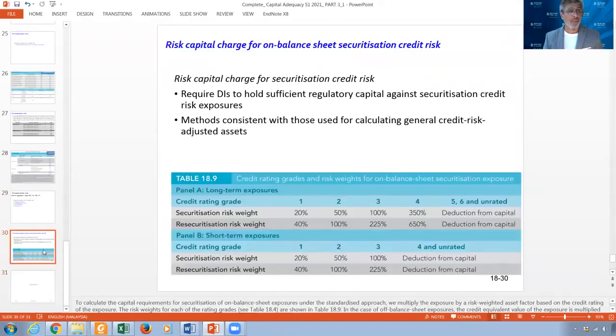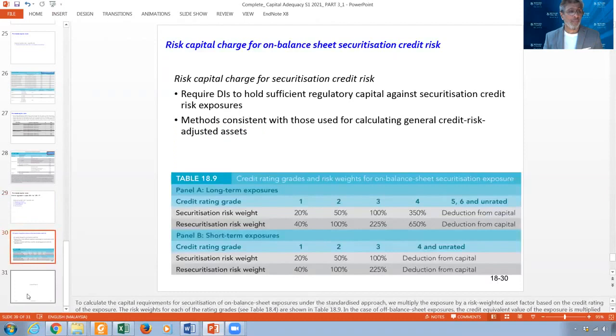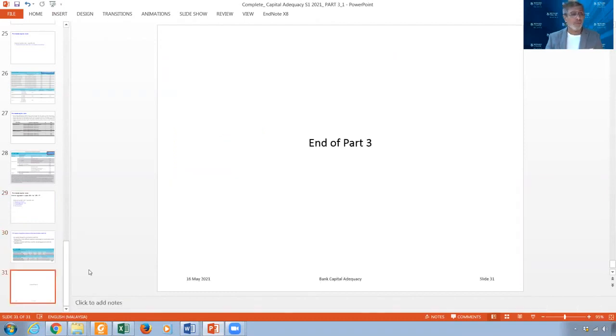I am actually done with this, and this is the end of part 3. Please don't worry a lot about this part, especially when it comes to market risk. I will give you just the capital charge, and you multiply it by 9.52. We will talk about this in the tutorial. The other ones should be straightforward. Thank you, and see you in part 4.